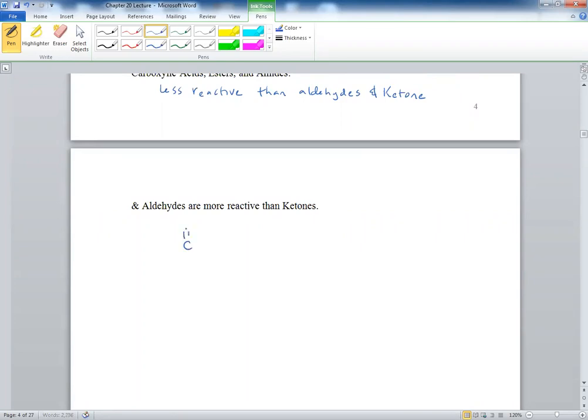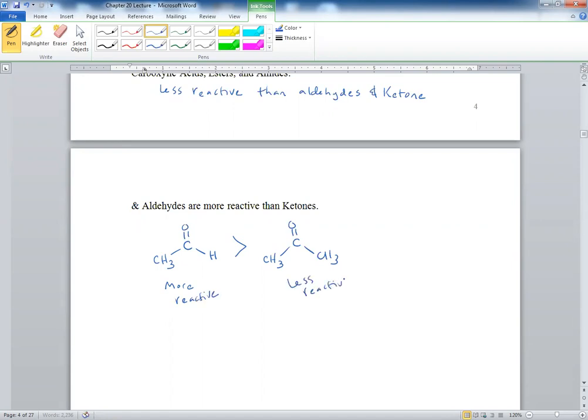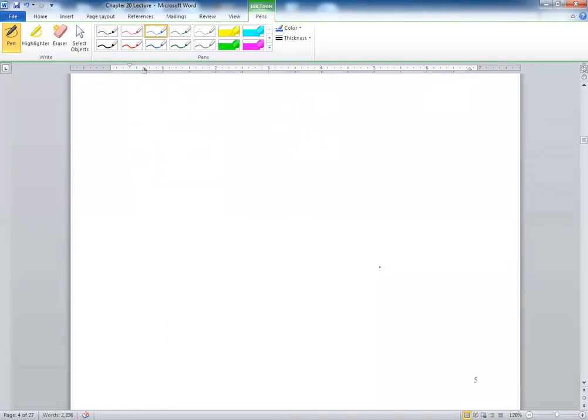So if I have an aldehyde, such as acetaldehyde versus acetone, which is a ketone, then you know that if you put both of those in a vial and you add a nucleophile to them, then this will react in greater proportions than this one. So again, this is more reactive, less reactive. We will study this more in depth in the next chapter.